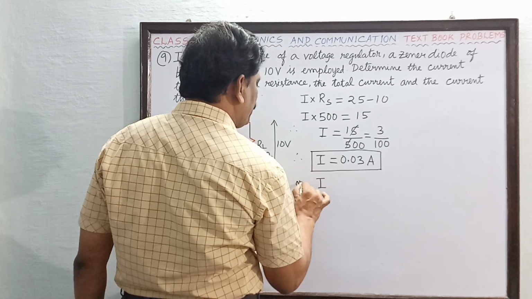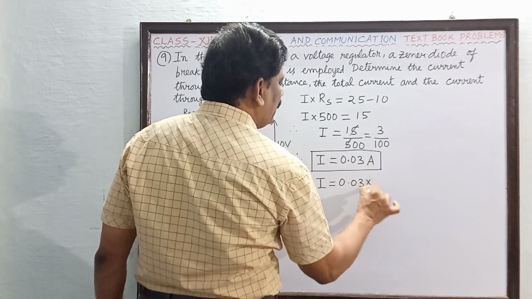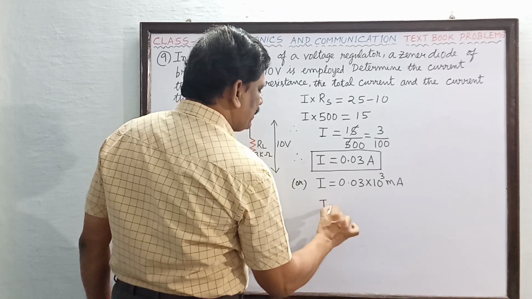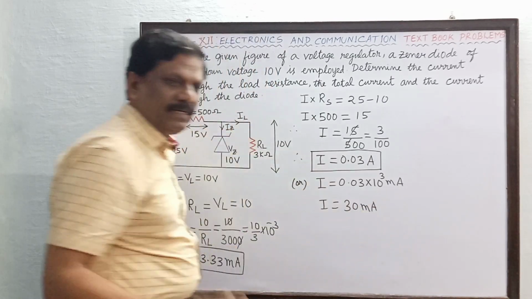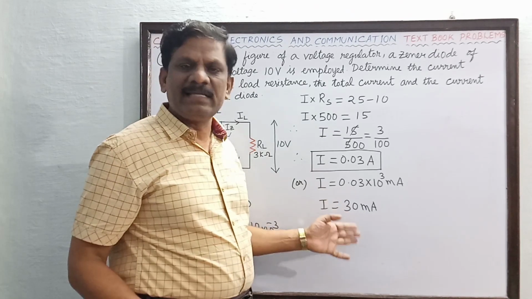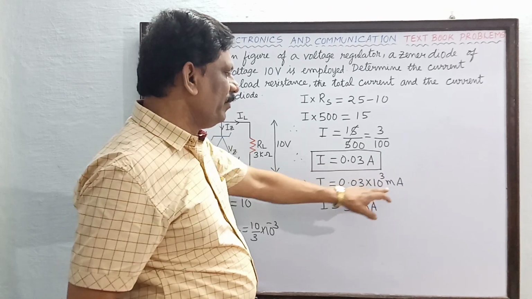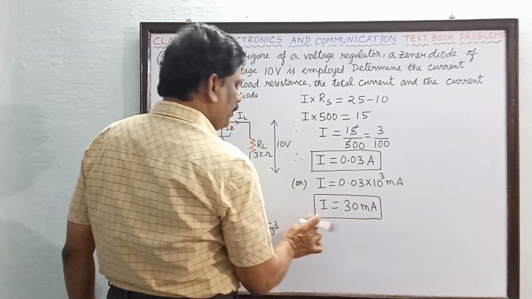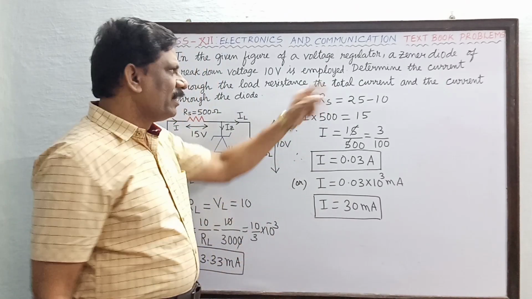This can also be expressed in milliampere. This is equal to 0.03 into 10 power 3 milliampere. So I is written as 30 milliampere. Because the previous value IL I have written in milliampere, I wish to express this also in milliampere, so I multiply by 10 power 3 and divide by 10 power 3. So I is now equal to 30 milliampere. Have you understood, children? So two steps we have completed.